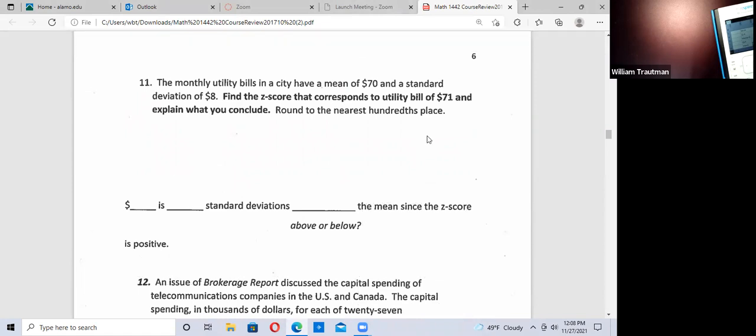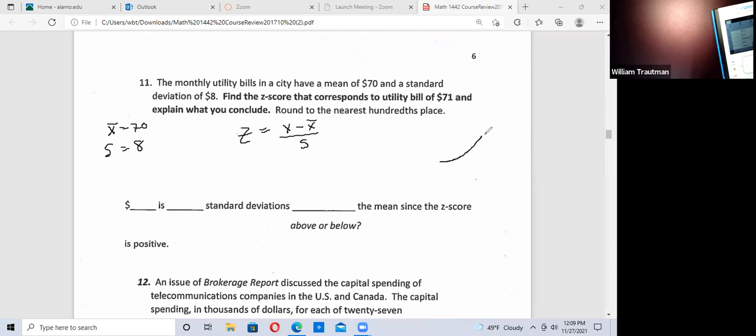The monthly utility bills for the city have a mean of 70. So we have a mean of 70 and a standard deviation of 8. Find the z-score. So the formula for z is x minus x bar over s. This is finding z for samples. And it says, find the z-score that corresponds to a utility bill of $71 and explain.